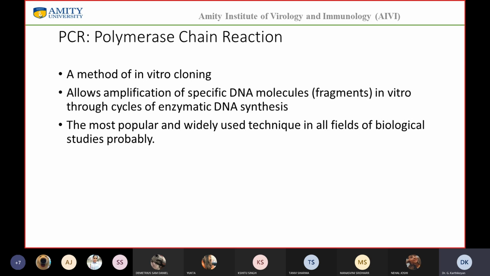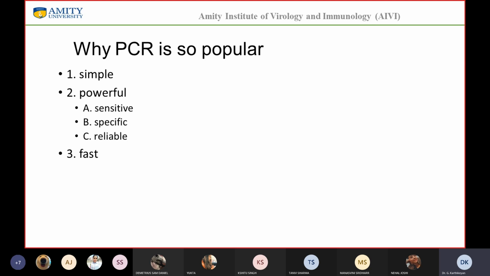And this is one of the most popular and widely used techniques in the biological sciences today. Why is PCR so popular? Because it is extremely simple, extremely powerful, sensitive, specific, and reliable. If it were sensitive and specific but not reliable, then the technique may not be widely used, right? Or if it is reliable but not specific, then again it's a problem. And the third most important thing is that it is extremely fast.